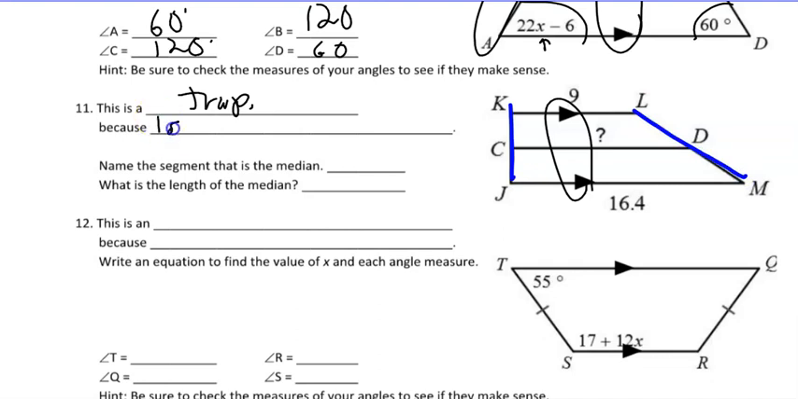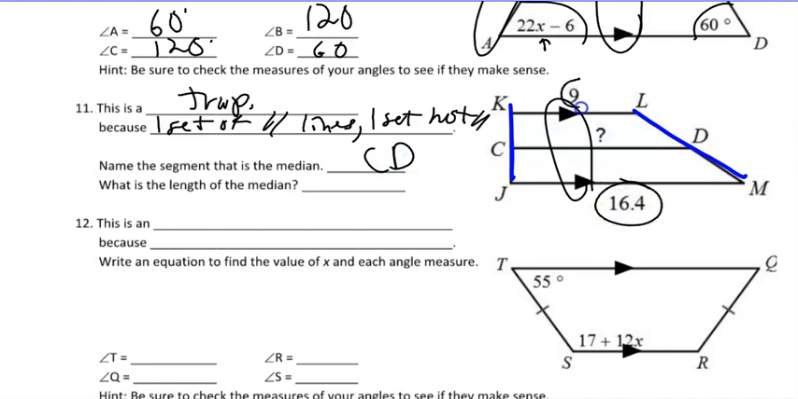So why? One set of parallel lines and one set not parallel. Now, name the segment that's the median? That's CD. Find the length of the median? Well, we take these two numbers and we average them. 16.4 plus 9 is 25.4. And then we divide by 2 and we get 12.7.